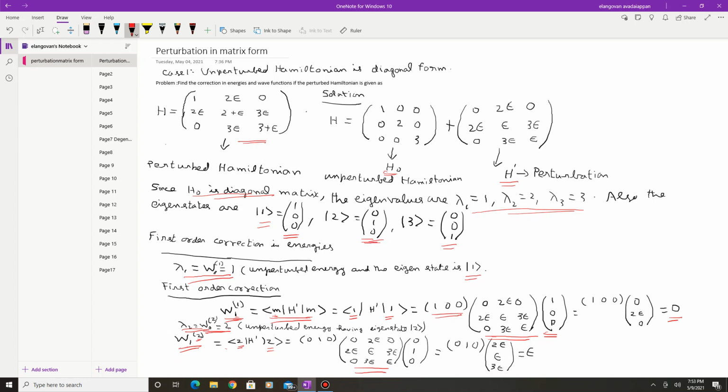So you substitute the values here: this is the column vector, and this is your bra vector, the conjugate of vector 2, the bra vector 0, 1, 0. If you multiply the three, this is a row vector, this is a matrix, and this is a column vector. You multiply them, and this epsilon is the first order correction in energy in the state 2.